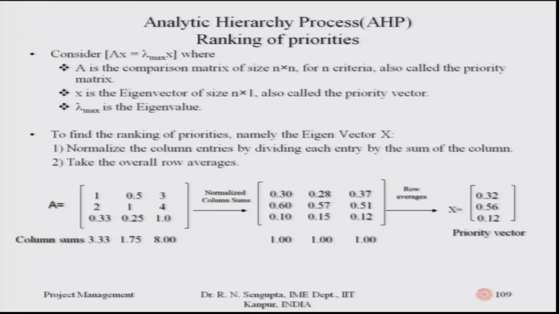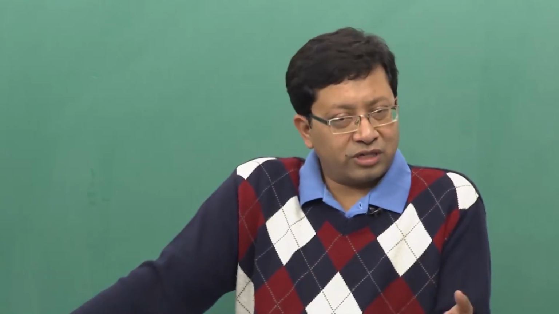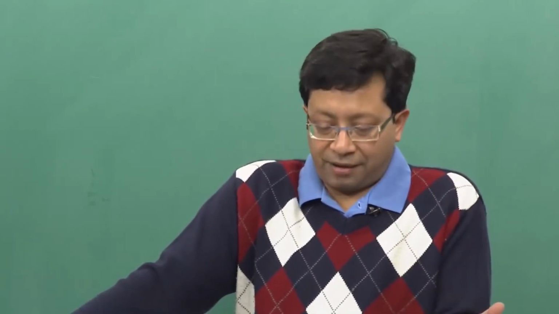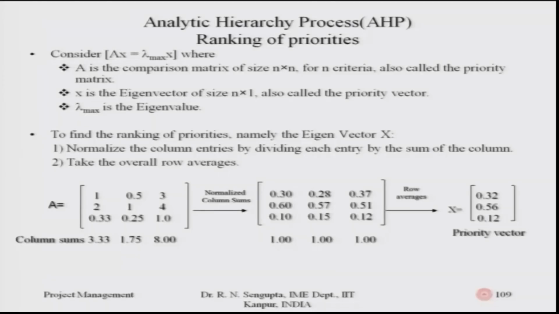Here A is the comparison matrix of size n cross n, depending on how many criteria you have at each level. At each level there are different sets of criteria, so I will definitely have different sizes of matrix A. For n criteria, depending on which level you are at, in the car buying example at this level we have 3 cross 3. It is also called the priority matrix.